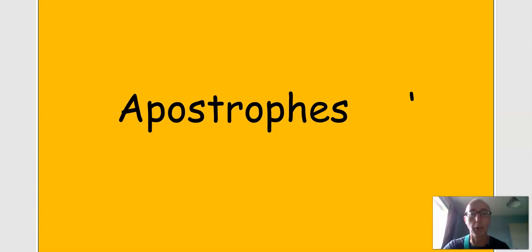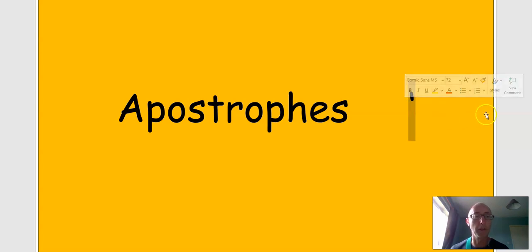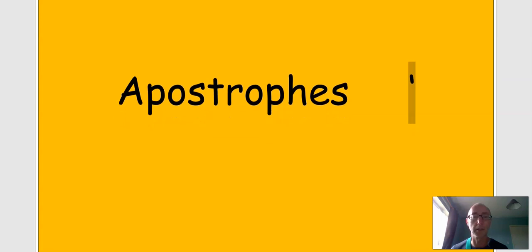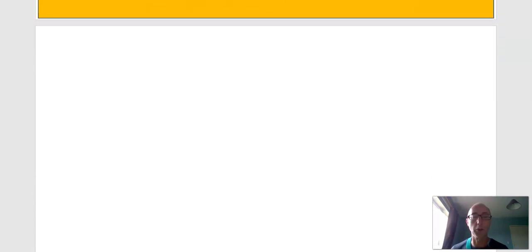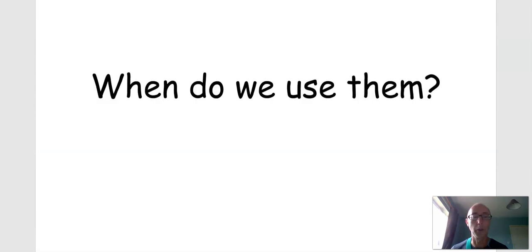Today we're going to look at apostrophes. And apostrophes are this little symbol here. You can see that it's a very small symbol, but it has a number of uses and it is important. It's an important point of punctuation and it can give us a lot of meaning when we're writing sentences. So let's just have a look at two situations where we use the apostrophe.